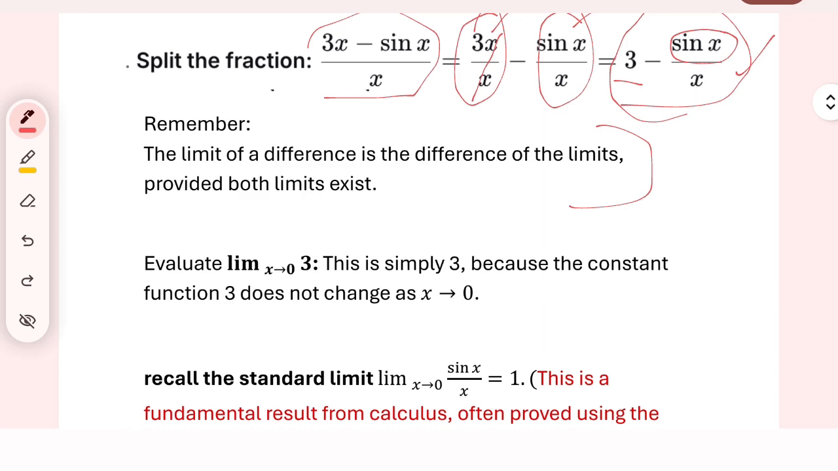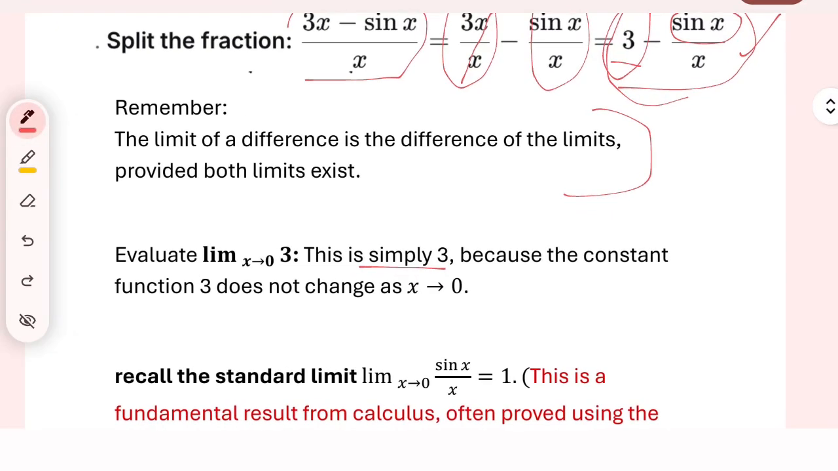So let's start with 3. What is the limit of 3? The limit is simply 3, because the constant function 3 does not change as x approaches 0. So therefore, the first one has a limit of 3.